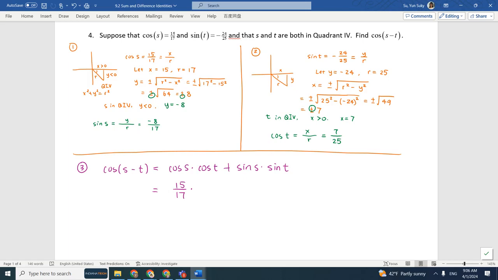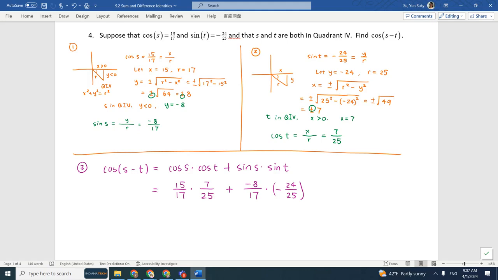So this is about s. This is about t. We have sine t and cosine t. Right? 7 over 25. Yeah, 7 over 25. Plus sine s, negative 8 over 17. Exactly. And multiply by sine t. Yes, very good. Right, everybody?